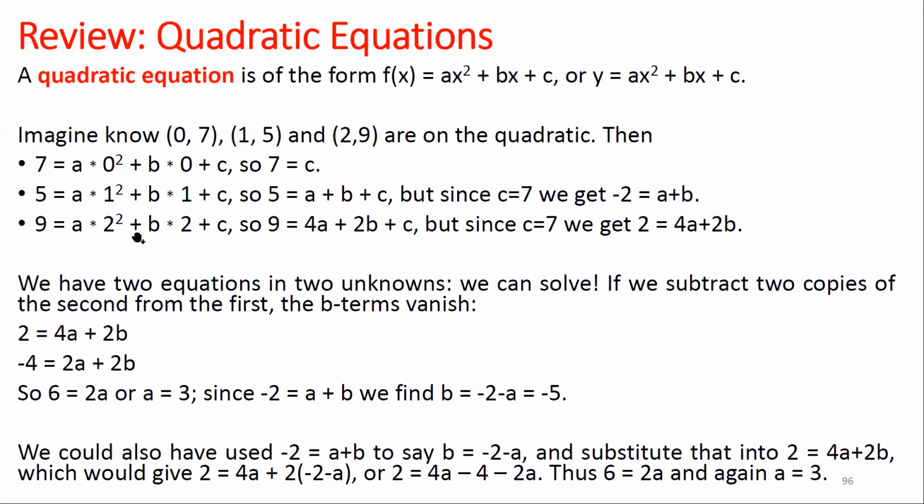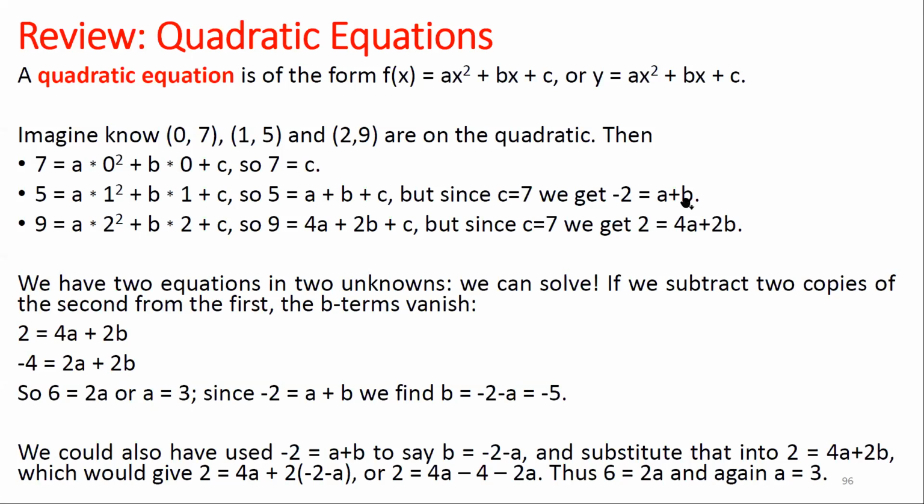And then when we put in the point (2, 9), y equals 9 when x equals 2, we get 9 is 4a plus 2b plus 7. C was 7, so we get 2 equals 4a plus 2b. There are many ways to go from here. One thing we could do is multiply the first equation by 2 and then subtract that from the second, or subtract the second from the first. If we do that, we can eliminate the b's. We get 6 equals 2a, so a has to be 3, not a problem.